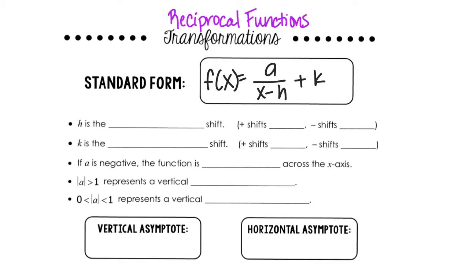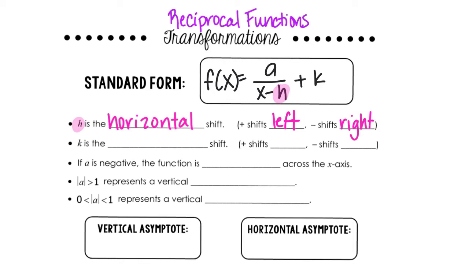So notice here how we're going to begin with the h. H is the horizontal shift. If h is positive, it's going to shift the graph left. And if h is negative, it's going to shift the graph right.